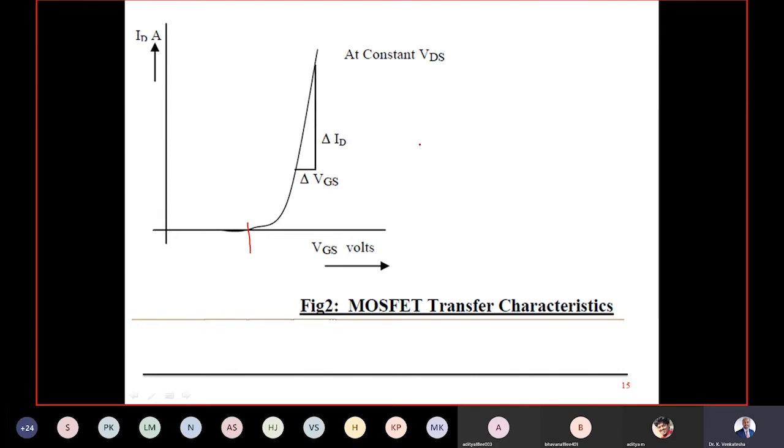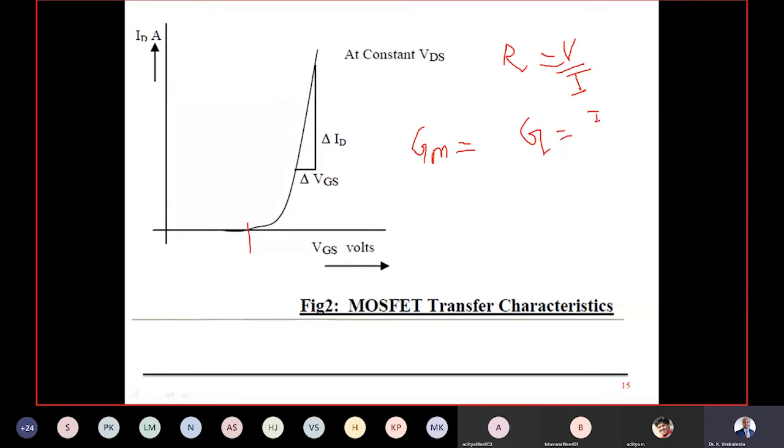I also calculate what you call as transconductance GM. What is conductance? Reciprocal of resistance. So what is conductance means? When you say resistance, resistance is equal to voltage by current in ohms. What is conductance? G is equal to I by V.